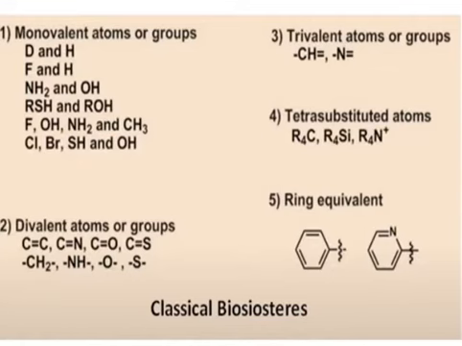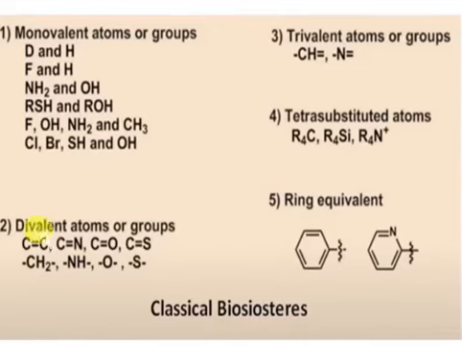So here are some classical bioisosteres. We have monovalent atoms. You can see deuterium and hydrogen, they are monovalent and they are bioisosteres. Similarly, fluorine and hydrogen are bioisosteres. Then chlorine, bromine, and sulfur with attached hydrogen, the hydrosulfur group. These are also bioisosteres.